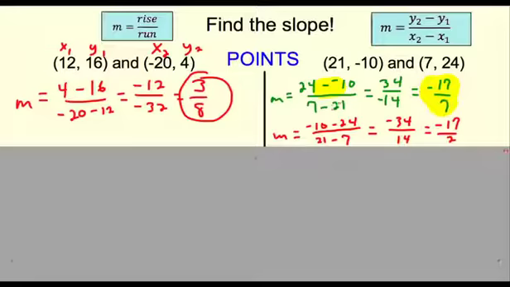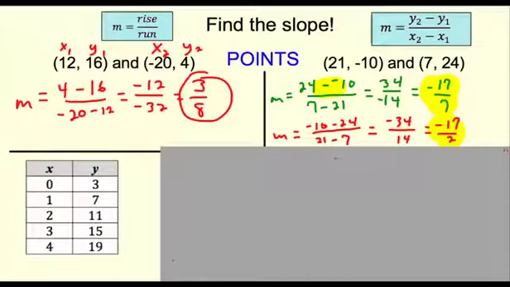But what if I would have switched the order? What if, instead of 24 minus negative 10, I would have done it the other way, negative 10 minus 24? It works as long as you're consistent on the bottom as well. So multiply those and check it out. I also get negative 17 over 2. So either way works out because you're just looking for the difference between the two. It doesn't matter which one you call x1, y1. Awesome.